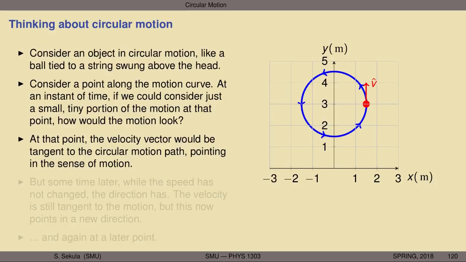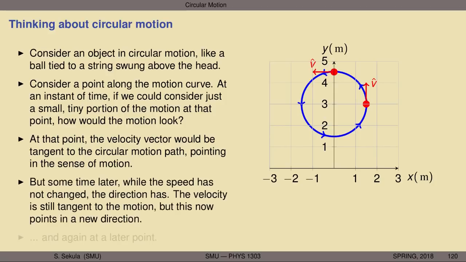But if we let time lapse forward now, sometime later, the ball has moved. It's still moving at the same speed. You know, maybe it was moving at a quarter of a meter per second or a tenth of a meter per second, something like that. That hasn't changed. But something has changed, and the something that has changed is the direction.